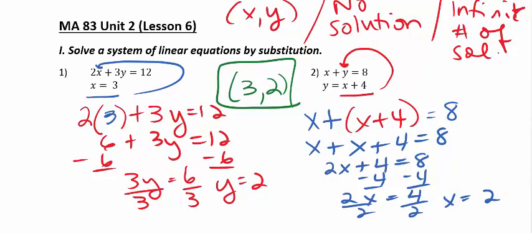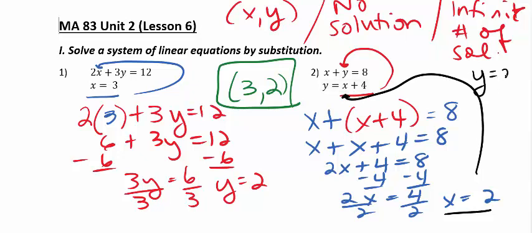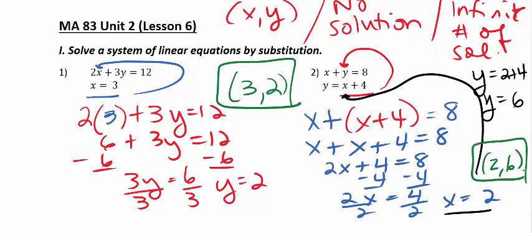Now to finish this up, I know that the answer for x is 2, but I need to go back and find y. So I can take this x equals 2 and substitute it back in the second equation and get y is equal to 2 plus 4, which makes y equal to 6. And now I can put those two together as an ordered pair of 2, 6. This is the point where those two lines would cross if we had graphed them. Therefore, the solution is 2, 6.